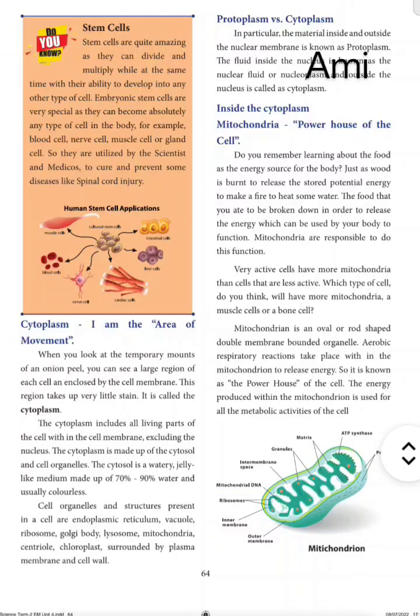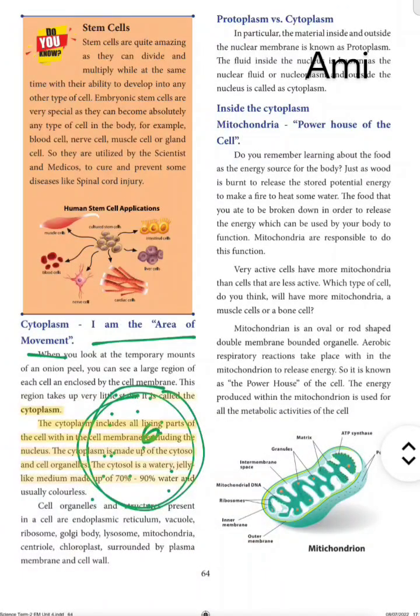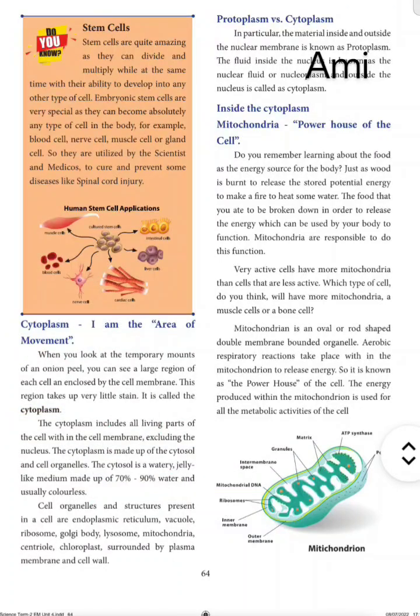Now we are seeing about the cytoplasm. If you see a cell, inside this there is a jelly-like substance where all other cell organelles are embedded. That particular jelly-like substance can be named as cytoplasm. So cytoplasm is watery jelly-like, which is 70 to 90% water. All other cell organelles like reticulum, vacuole, ribosome, all such things are embedded in that.